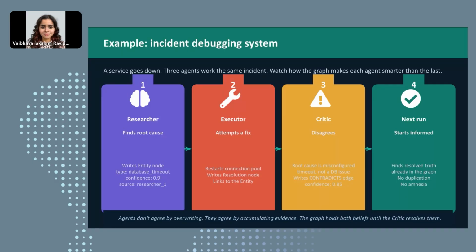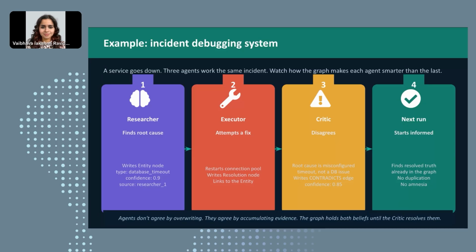And let's consider the third agent now, the critic. The critic runs, it queries the same incident, it reads the researcher's entity, reads the executor's resolution, and then reads the full context from Quadrant. And then it disagrees. It believes the root cause is a misconfigured timeout, not a database issue. So it does not override the researcher's entity, it writes a contradicts edge with a confidence of 85 percent, raised by critic 1, and timestamp as the current time. So both beliefs are now in the graph. The contradiction is a relationship.